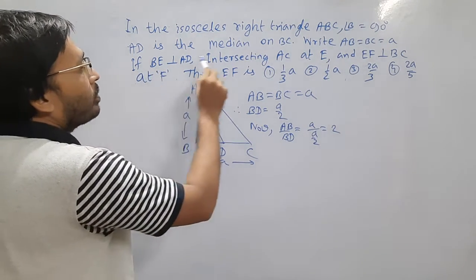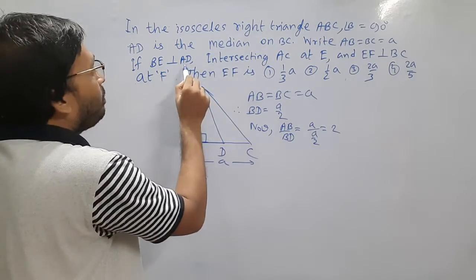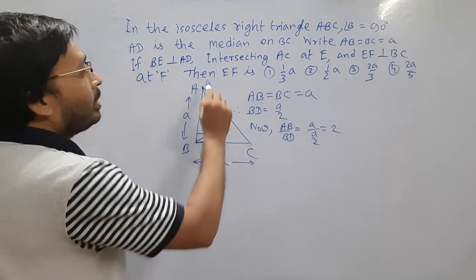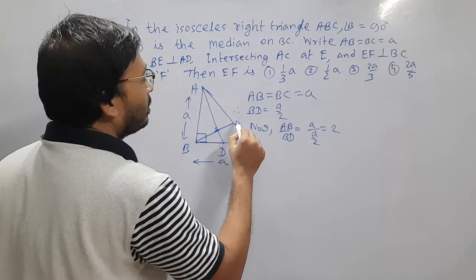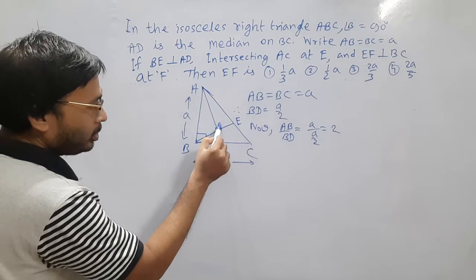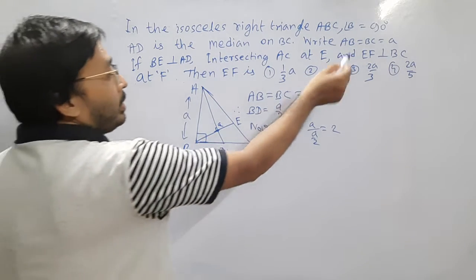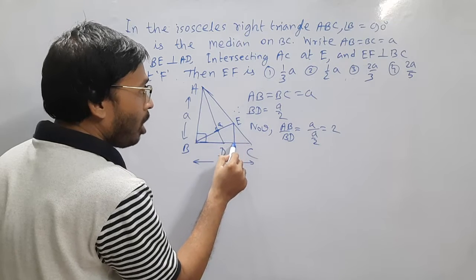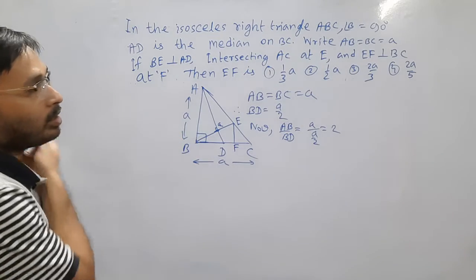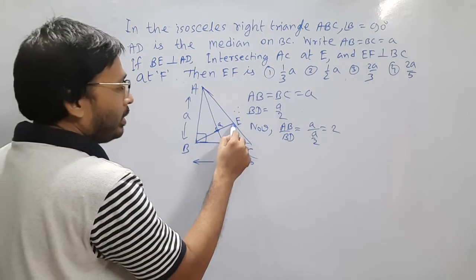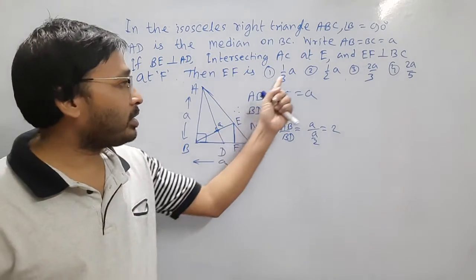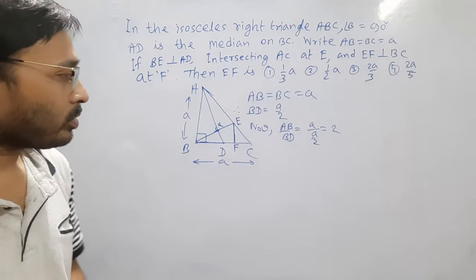BE is perpendicular on AD, intersecting AC at E. Suppose the perpendicular point is G. EF is also perpendicular on BC, F on BC. Then EF is equal to one of the four options. Okay.